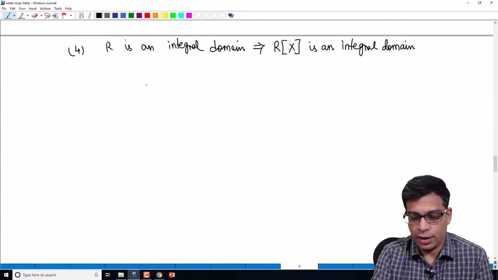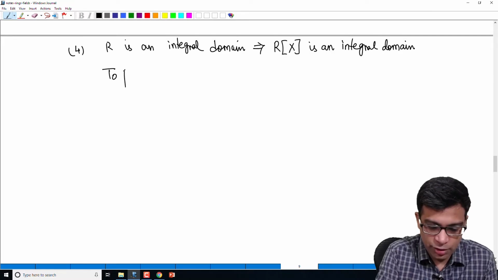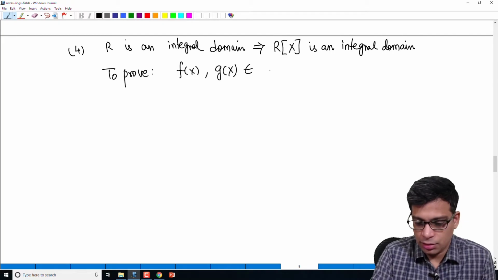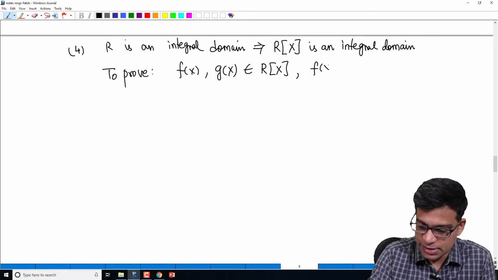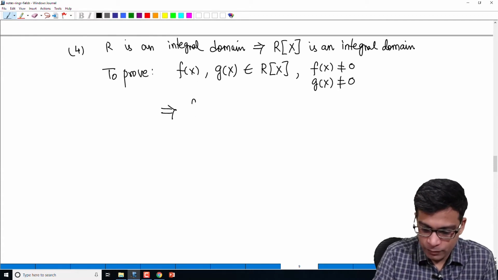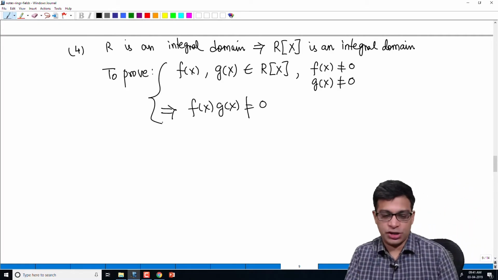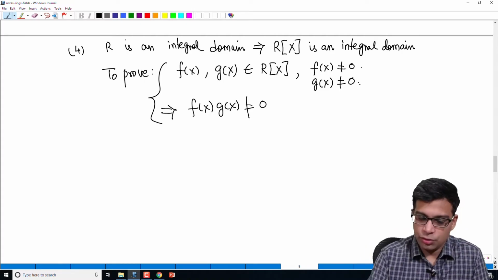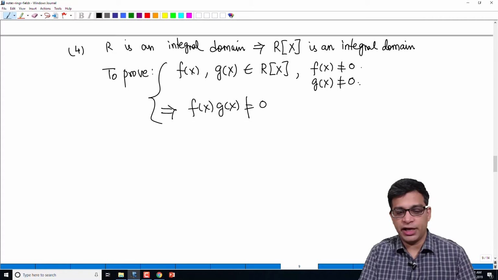How do you show that R[x] is an integral domain? You want to show that any two non-zero polynomials have a non-zero product. So if f(x) and g(x) are in R[x], let's say f(x) is non-zero, g(x) is non-zero, then f(x) times g(x) is non-zero. This is the contrapositive statement of the definition of integral domain: you take two elements which are both non-zero, and their product is non-zero. This is not difficult to show, so I'll leave the details for you.